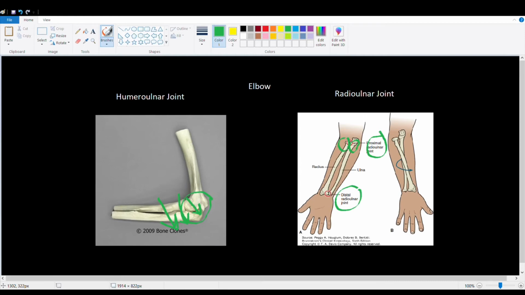Now, in the distal, it's different. We have a concave radius notch with a convex ulnar notch. This means that everything is going to be in the same direction because the radius is still moving along the ulna.